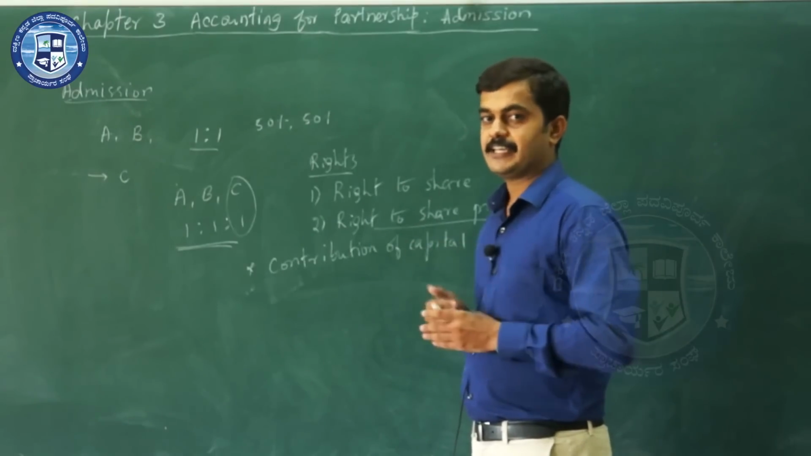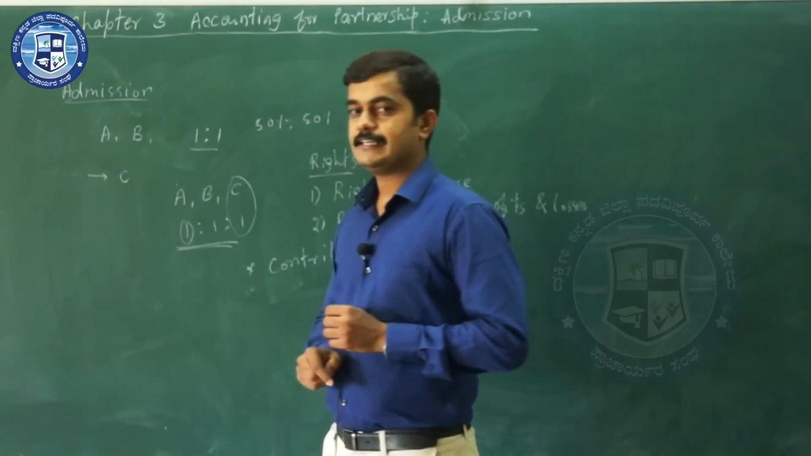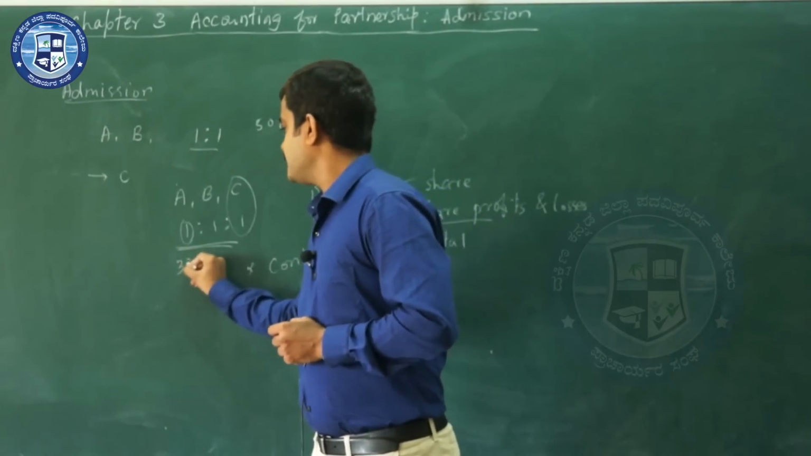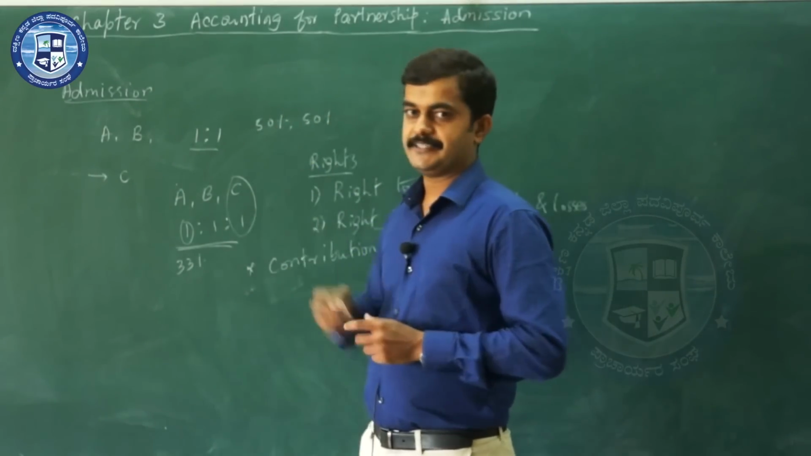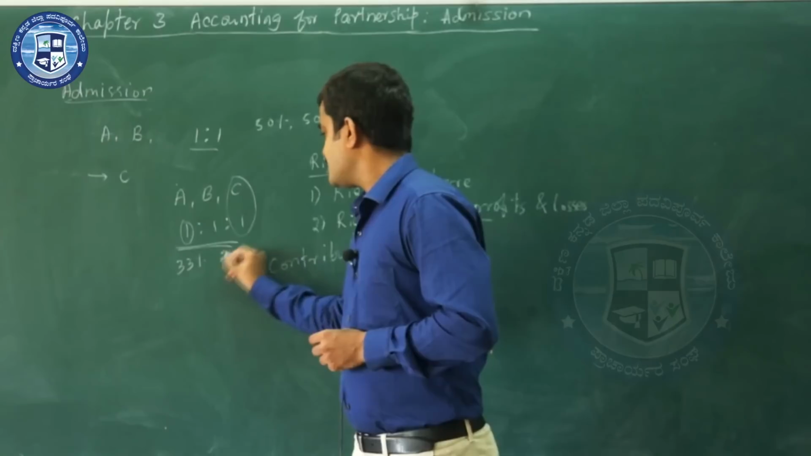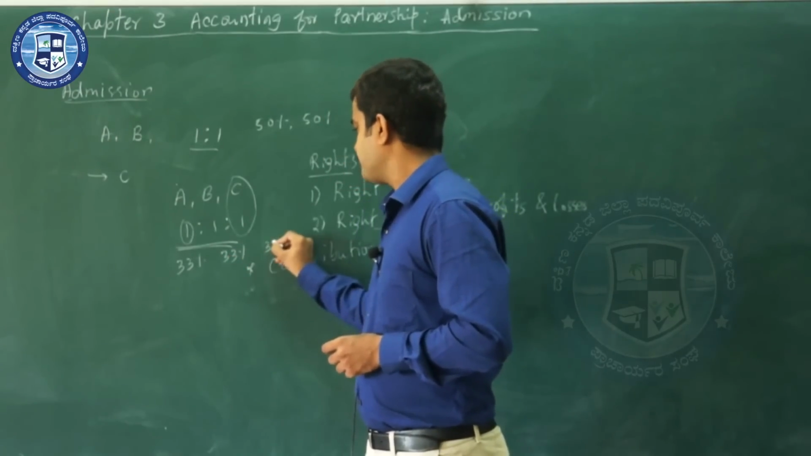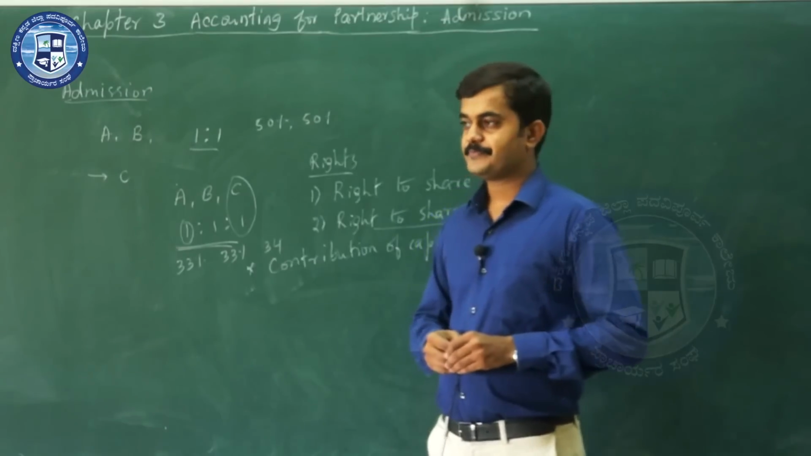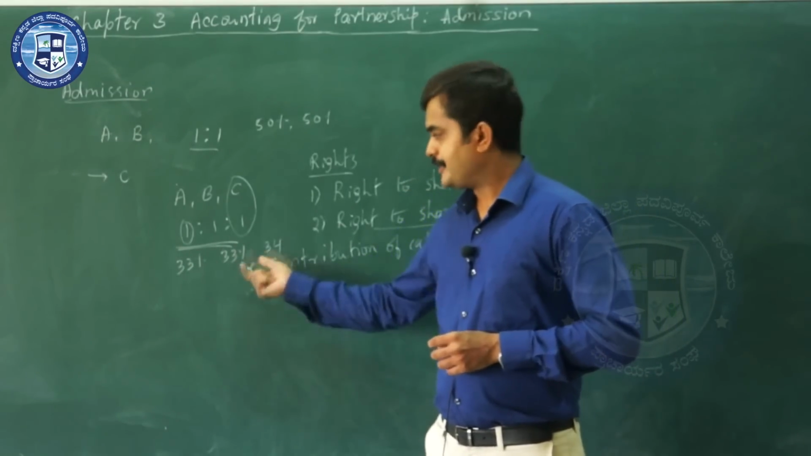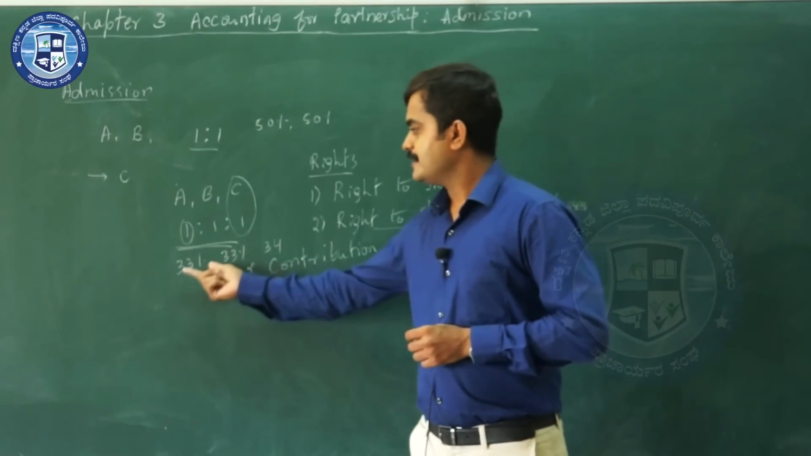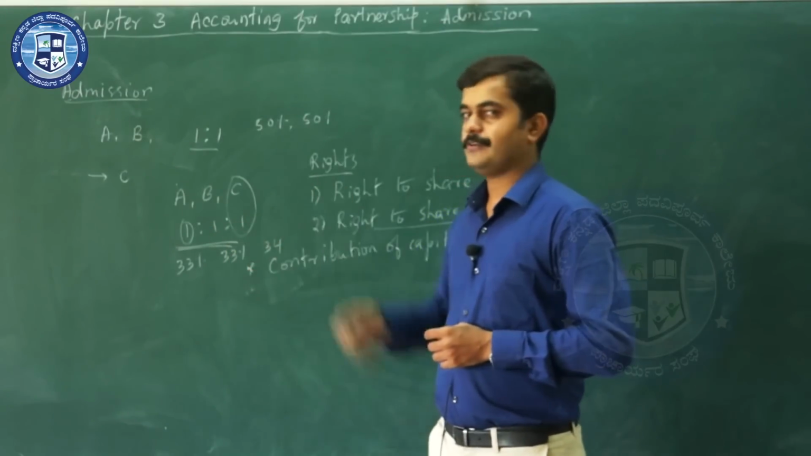Understand the change that has taken place. Now, A's share of profit in the firm will be 33%. Earlier he was getting 50%, now he is going to get 33%. Similarly, B is also getting 33%. And a new partner C will get 34%. Actually, we get 33.33%. So in order to avoid that fraction, I have taken 33% for A and 33% for B and 34% for new partner C.